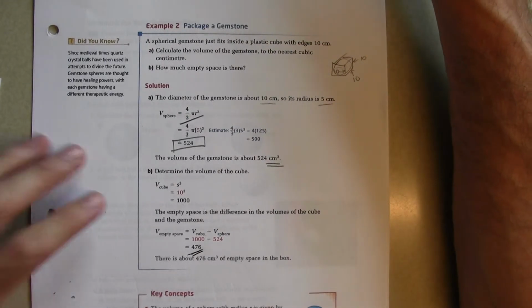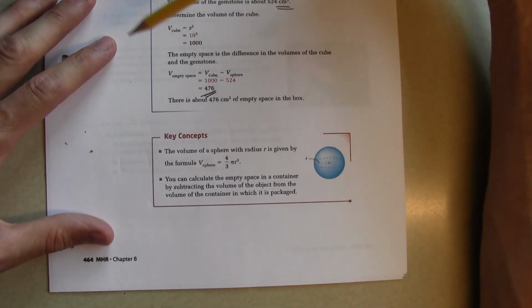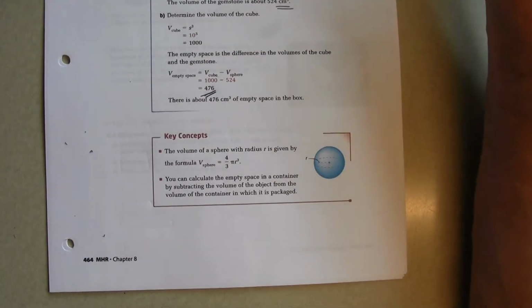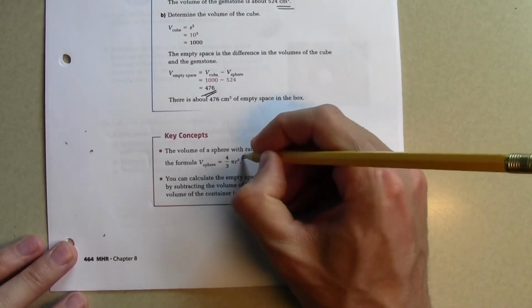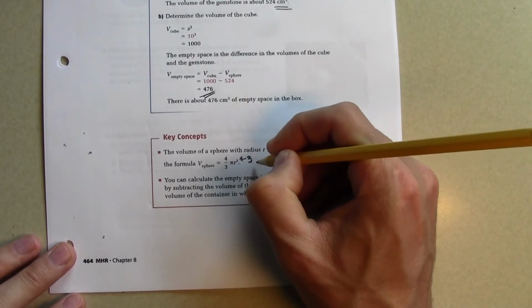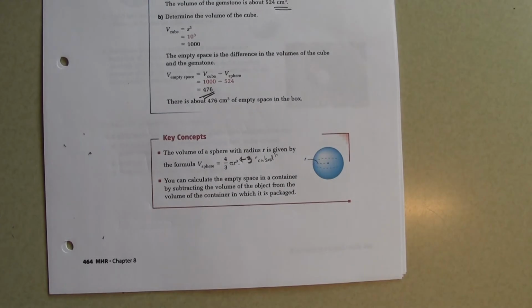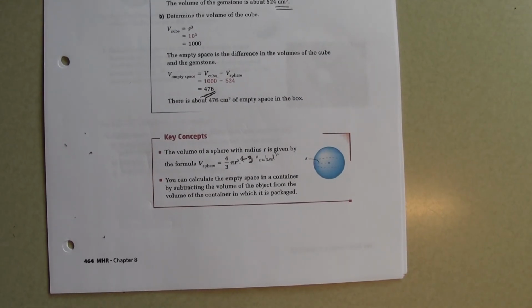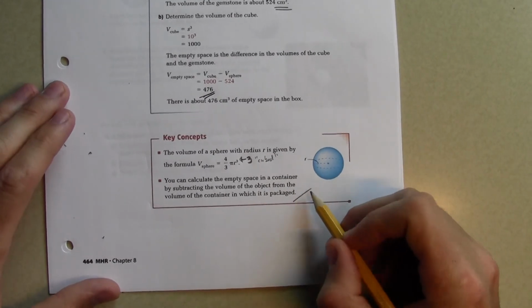So our key concepts then: the volume of a sphere with radius r is given by the formula 4/3 pi r cubed. Don't forget, this is a cube, not a square. Cube, so that's a 3 there. You can calculate the empty space in a container by subtracting the volume of an object from the volume of the container in which it's packed. Any questions?